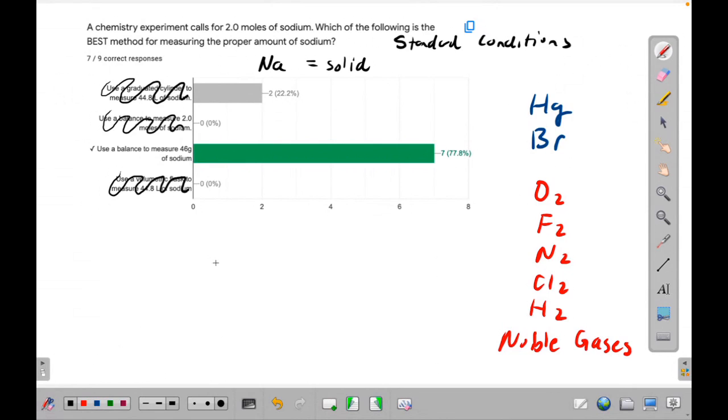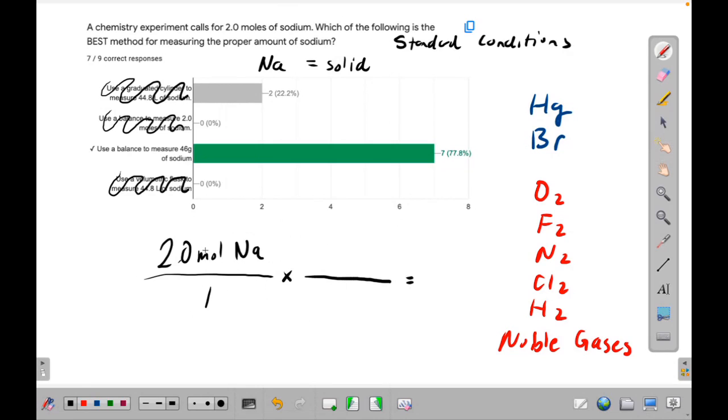Use a balance to measure 46 grams of sodium. Well, first of all, that sounds great because you're actually using a balance to measure mass and not quantity, since you can't do that. And second of all, what's going on here? This gives us a chance to practice molar mass conversion. So if we have 2 moles of Na, so if you're still struggling with dimensional analysis and stoichiometry, check this out one more time to practice. Keep practicing till you get it. Don't give up on this. If you don't understand dimensional analysis and you're just plugging random numbers in your calculator, it is going to eventually come back to bite you in the behind.